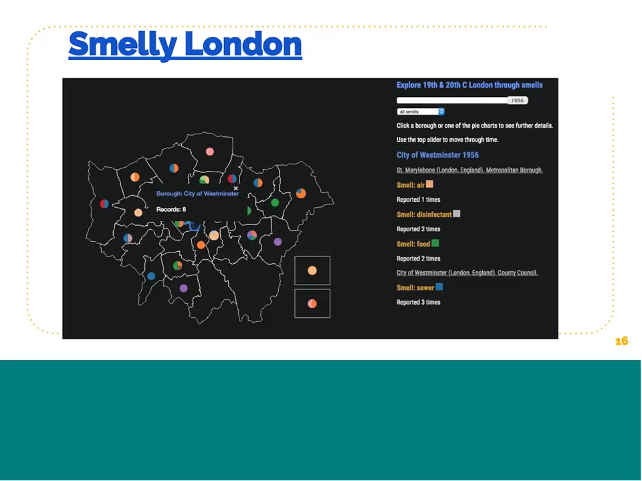And this processed information is presented in an interactive map that allows you to drag a slider to select a particular year and then see a representation of all the smells in each borough from the reports. And clicking on any of the pie charts pulls up a legend with more information, including allowing you to navigate to that original primary source medical report.